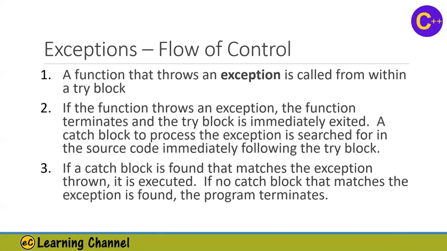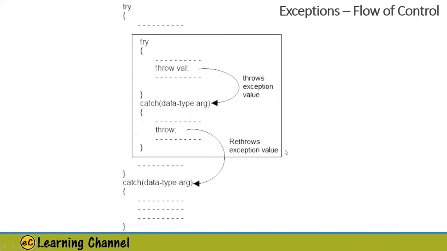So exception flow control. A function that throws an exception is called from within the try block. If the function throws an exception, the function terminates and the try block is immediately exited. So the rest of the program will not be executed. You will jump right away, and then a catch block will continue after the exception. If a catch block is found that matches the exception, then it's executed. If not, then it will not be handled and the program will be terminated.